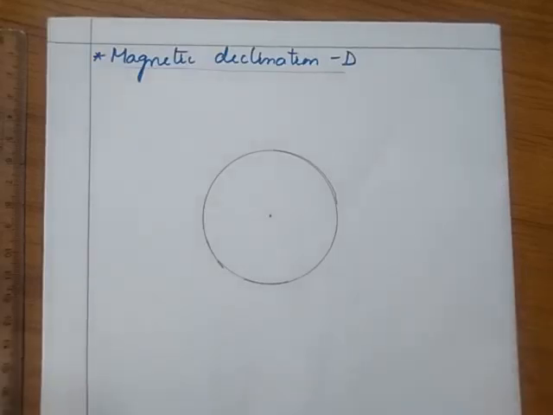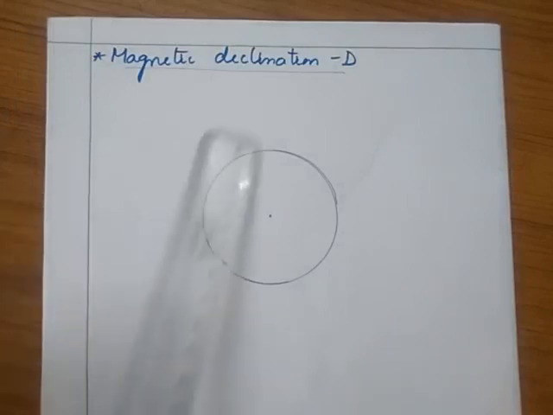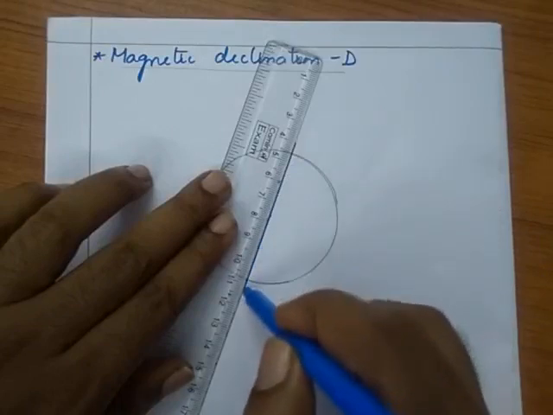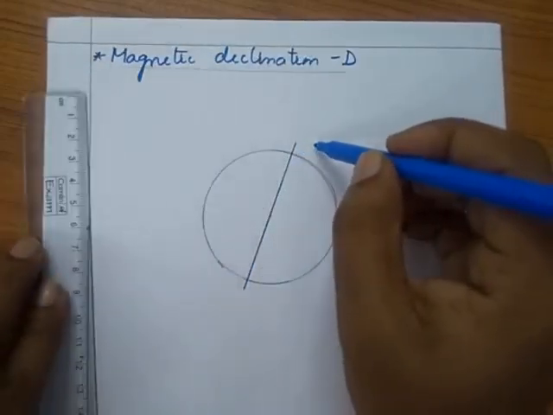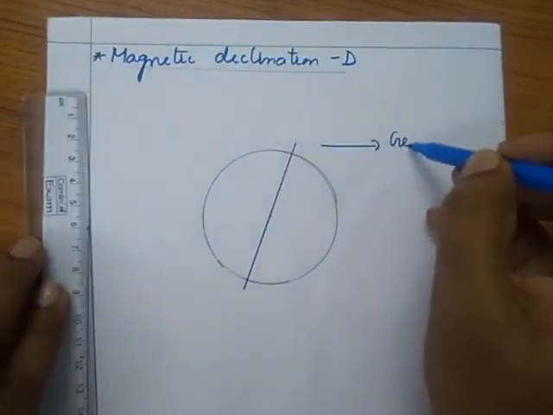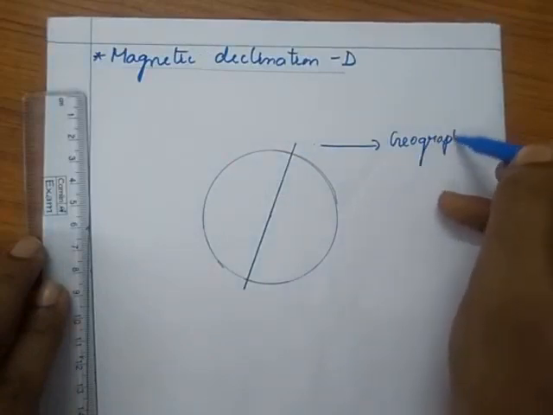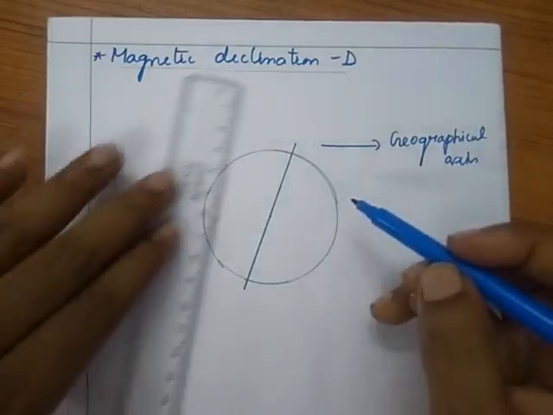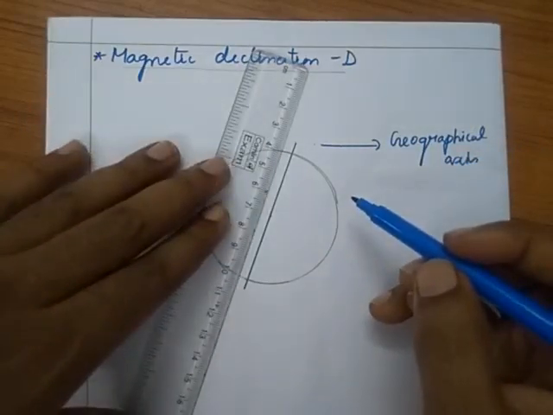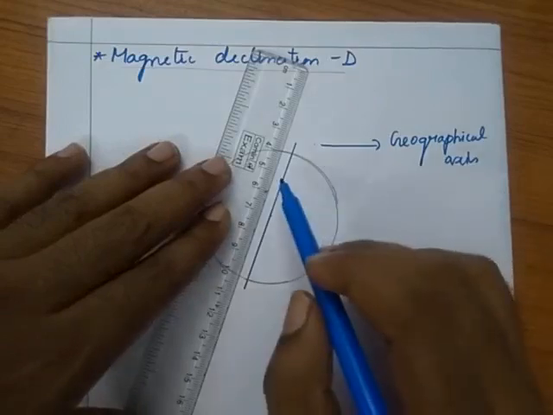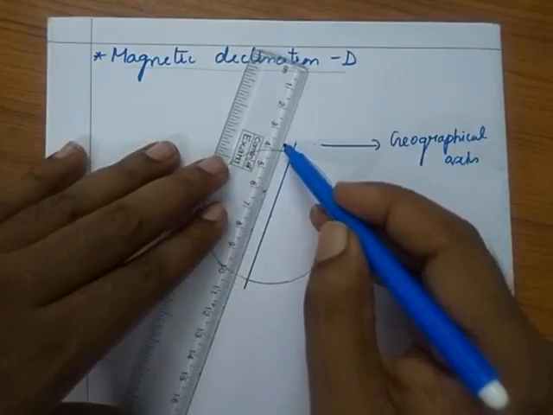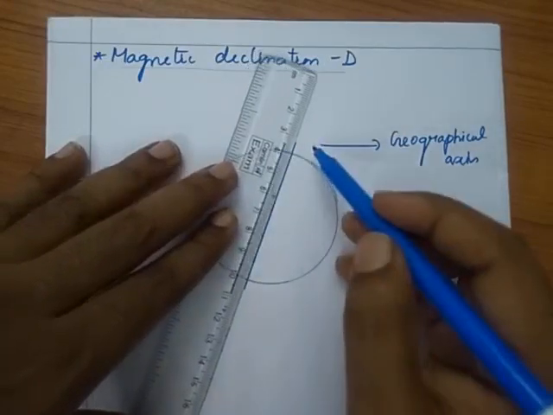Here we will see what is magnetic declination. So far we considered our earth. We know earth spins about an axis known as the geographical axis. If I draw a plane that passes through this geographical axis, that plane is known as the geographic meridian.